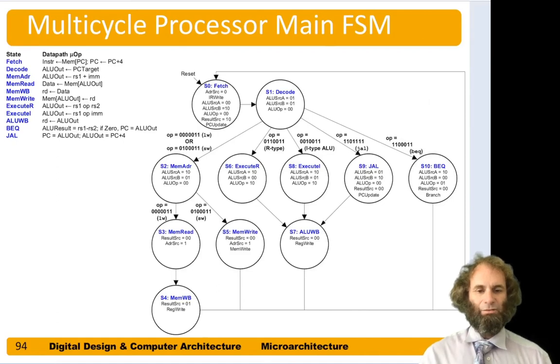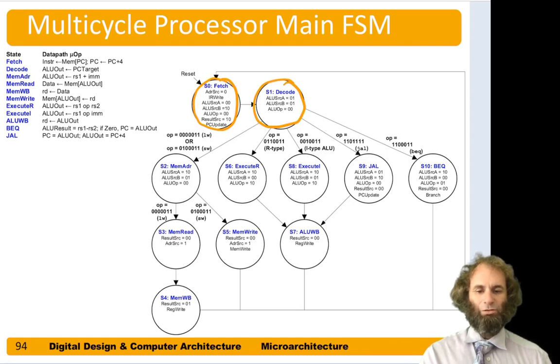So that concludes our multi-cycle processor main finite state machine. Remember, this state machine takes a variable number of steps, between 3 and 5, to execute the instruction. For all instructions, we start by fetching the instruction and decoding it. Then we look at the type of instruction.